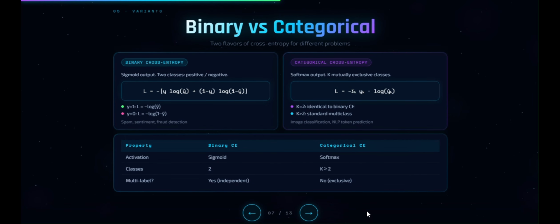Now, there are two major versions of cross entropy. Binary cross entropy, which is used for two-class problems like spam detection, fraud detection, and sentiment analysis. And there is categorical cross entropy, which is used for multi-class classification like image recognition, NLP token prediction, and object classification. Binary cross entropy works well with sigmoid. Categorical cross entropy works with softmax. So these are the two different formulas for two different kinds of cross entropy.